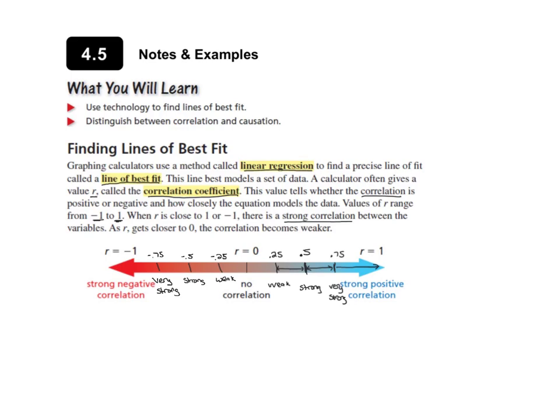So if it makes more sense, this section is no correlation, between -0.25 and 0.25. This section is weak, strong, very strong, and the same happens in the positive. Weak, strong, very strong.